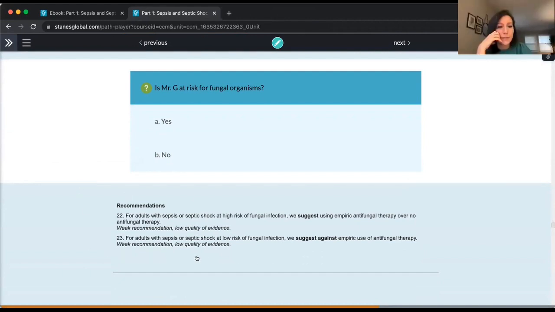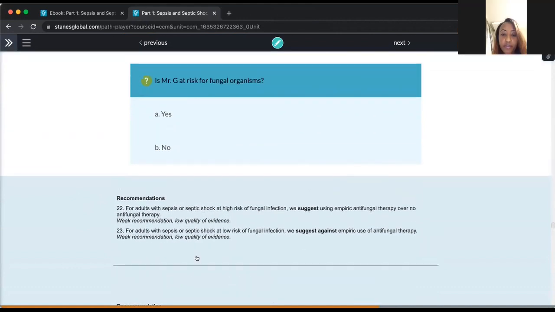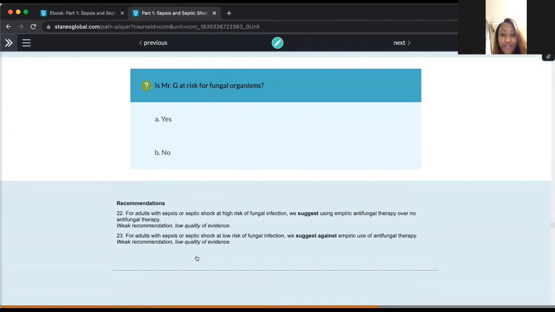Do you want to read the recommendations 22 and 23 for us? Okay. Actually, we'll do 24 as well. Okay. For adults with sepsis or septic shock at high risk of fungal infection, we suggest using empiric antifungal therapy over no antifungal therapy. And 23, for adults with sepsis or septic shock at low risk of fungal infection, we suggest against using any form of antifungal therapy. So if there's no risk, there's no need to give antifungal therapy.